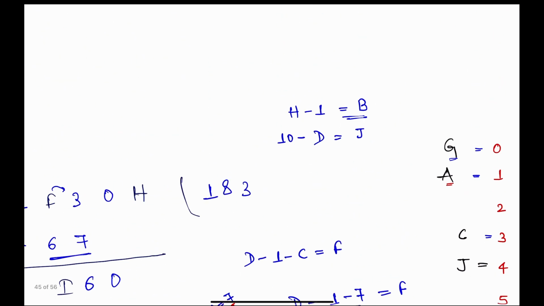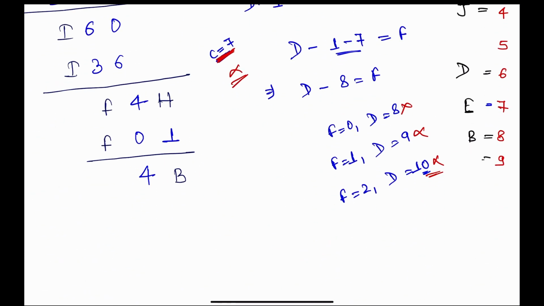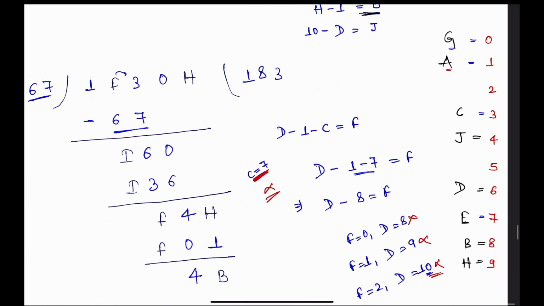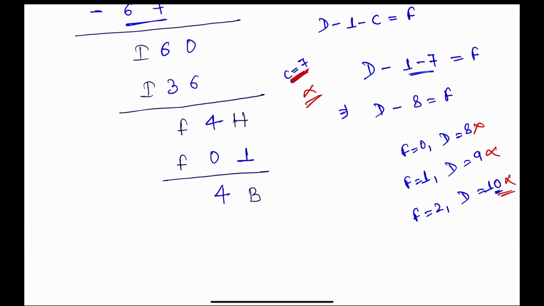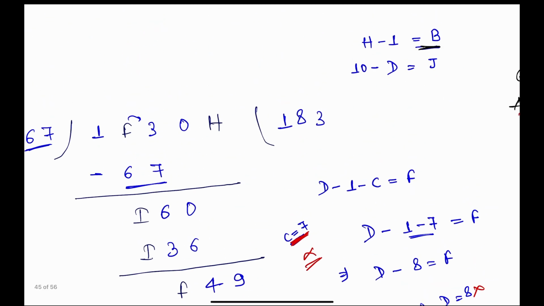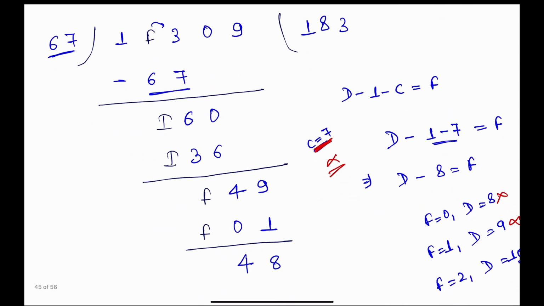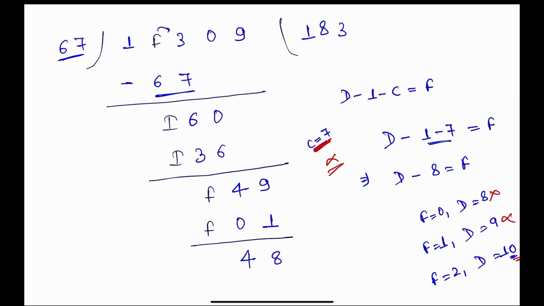And if B is 8, we know that H will be 9. H will be 9. B will be 8, H will be 9. Great. So F and I are the two things which are left.